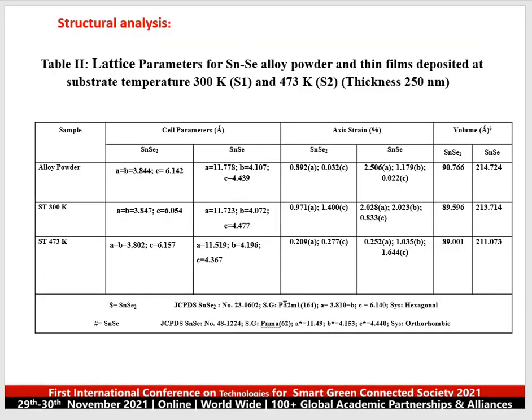Table 2 shows the lattice parameters for SnSe alloy powder and thin films of S1 and S2 samples. The cell parameters obtained for the SnSe2 and SnSe phase of the films in case of S2 samples were found close to the reported JCPDS values. Also, the axis strain along A, B, and C axis for SnSe2 and SnSe phase are minimum in case of S2 samples. Thus, we can say that S2 samples demonstrate better crystallinity than S1 samples.